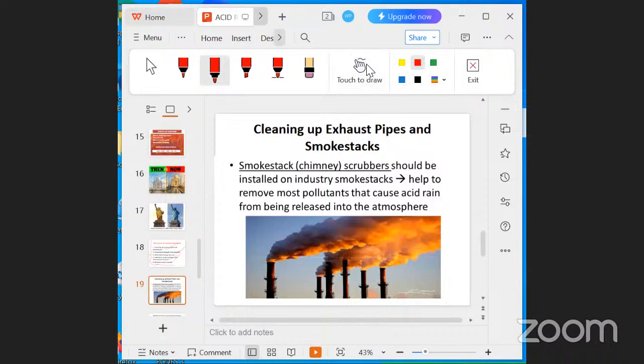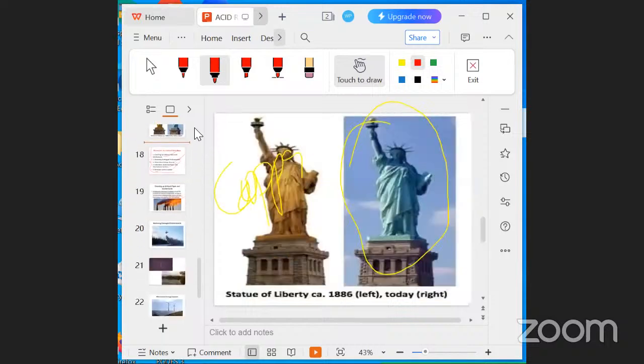So smokestack means chimneys. Not only our household, these are from factories, right? Factory chimneys. And scrubbers should be installed on industry smokestacks. Those help to remove most pollutants that cause acid rain from being released into the atmosphere. Okay.